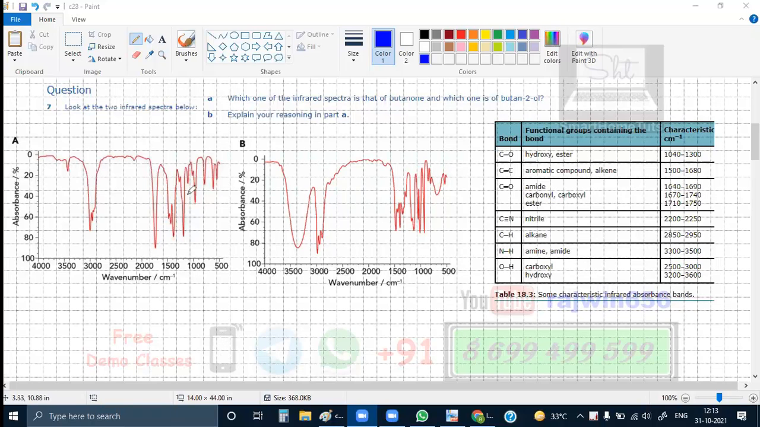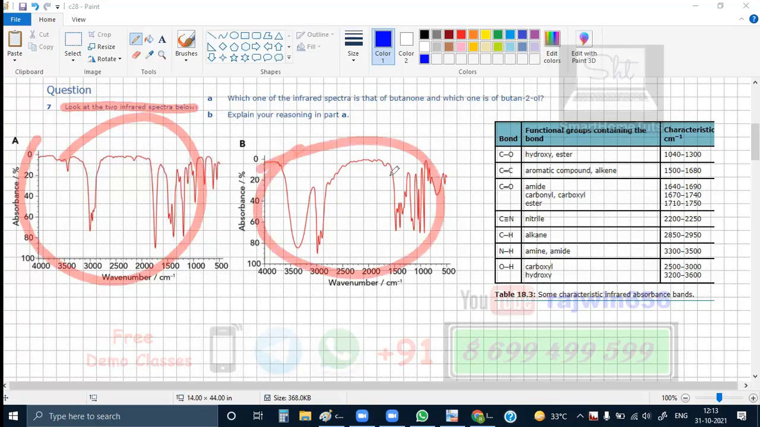Okay, we are going to answer this question. Look at the two infrared spectra below. This is your spectrum A and spectrum B. These are the two spectra that are given to us, and we are supposed to answer these questions.